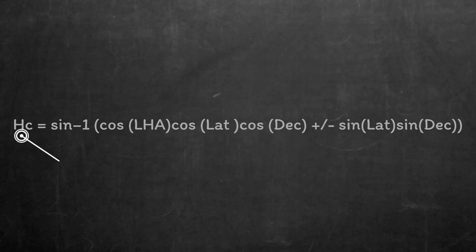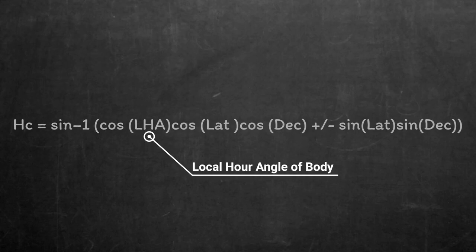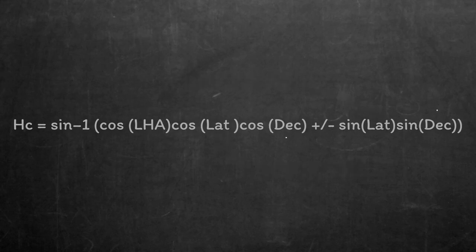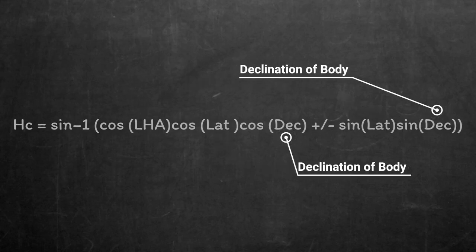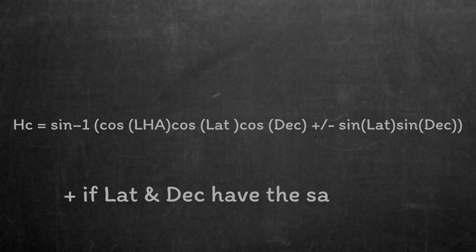The HC is the calculated altitude of the body, and this is the actual result that we're after. LHA is the local hour angle of the body, which we already used when we looked at finding azimuths in a previous video. Lat is the latitude of the observer, probably just your estimated position. And dec, that's the declination of the celestial body, and you get that straight out of the Nautical Almanac. Finally, the plus minus is determined by the signs of latitude and declination. If latitude and declination have the same sign, it's a plus, and obviously if they're different signs, it's a minus.